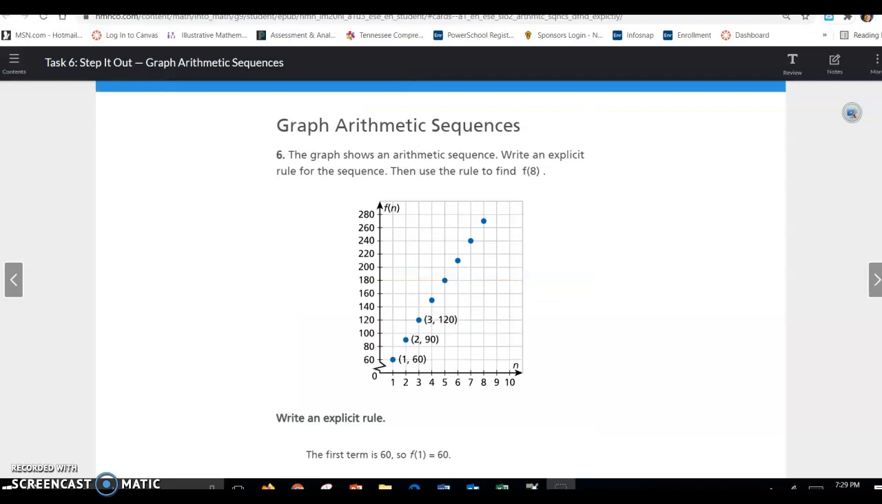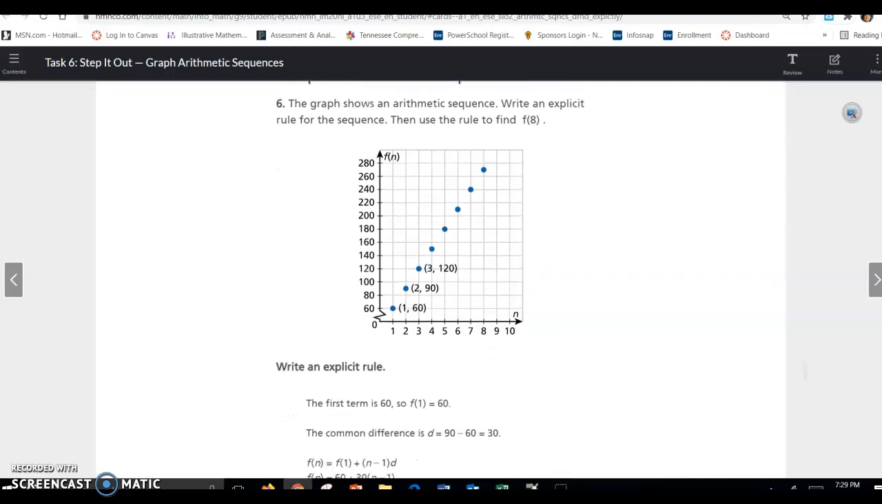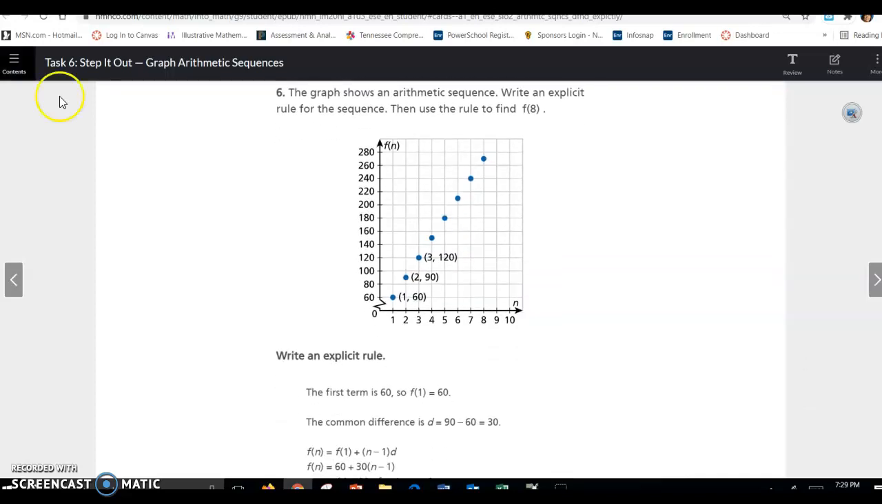All right, lesson 7.2, task 6. The graph shows an arithmetic sequence. Write an explicit rule for the sequence. Then use the rule to find f of 8. All right, so you can see that there are 8 dots on the graph, and the first 3 have ordered pairs. So 1, 60, 2, 90, 3, 120.